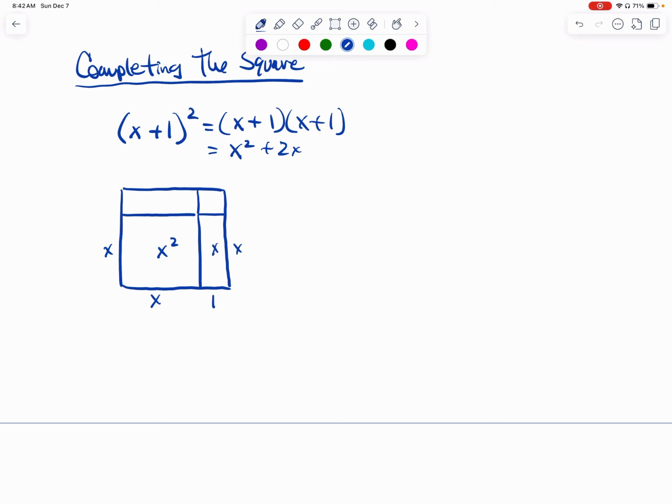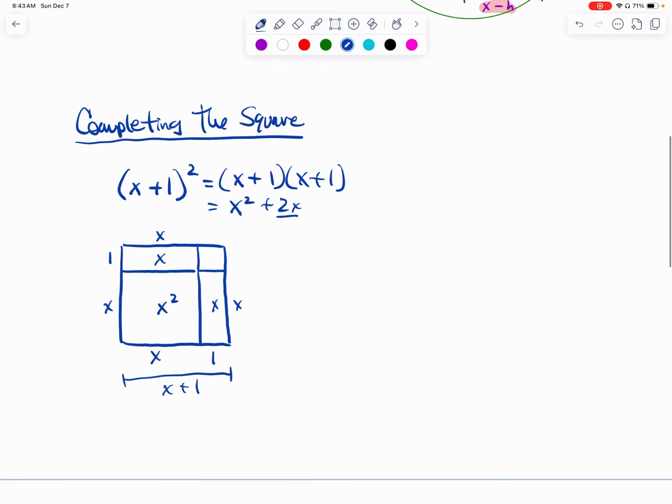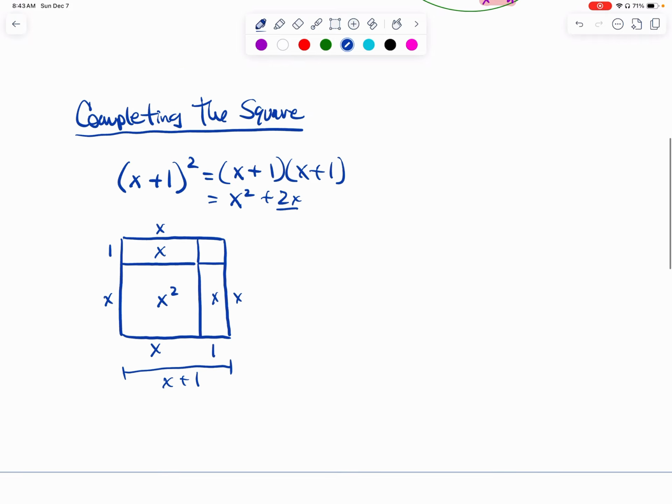And then I have 1 up here on the top. Again, this is 1 times x in order to get x. So there's the 2x that's right there, okay? And then you can see pretty clearly, of course, that you have x plus 1 as the side length of this little square. Did you ever use algebra tiles in Algebra 1? Most of the time they're pretty useless, but they're really nice for representing this whole completing the square business.